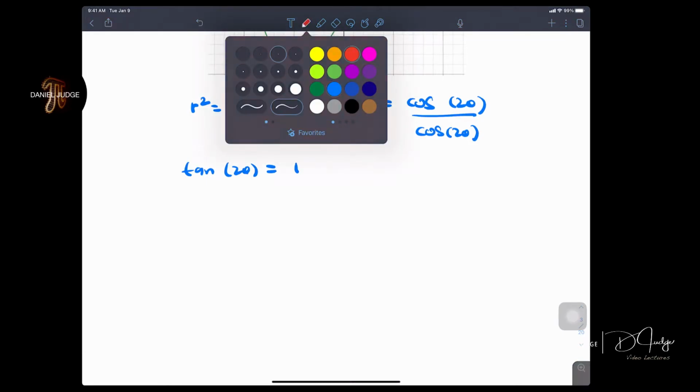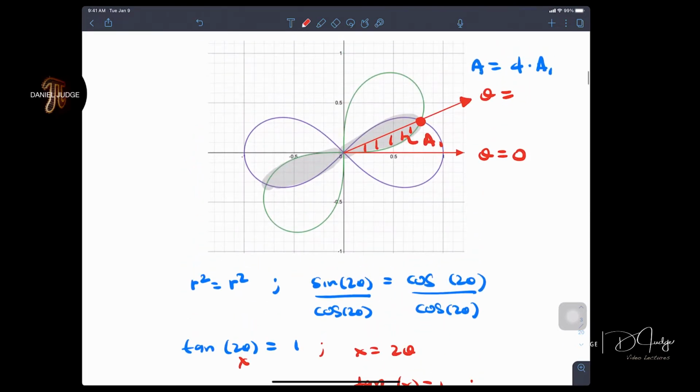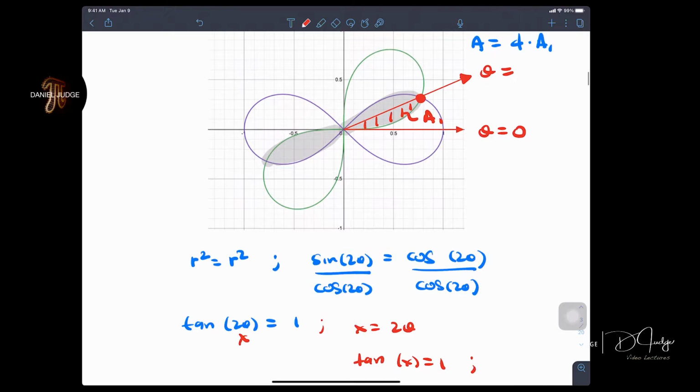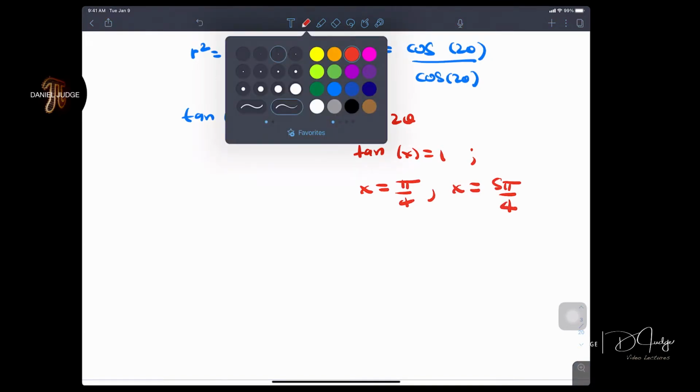If you like, you could do a substitution. Let x be 2 theta. And so you need to know where tangent x is 1, and that happens in two locations. x is pi over 4, or x is going to be the opposite side. Okay, pi over 4, 2 pi over 4. Looks like it'll be pi over 4, 1, 2, 3, 4. That's 5 pi over 4. So if you remember this. But this is 2 theta here.